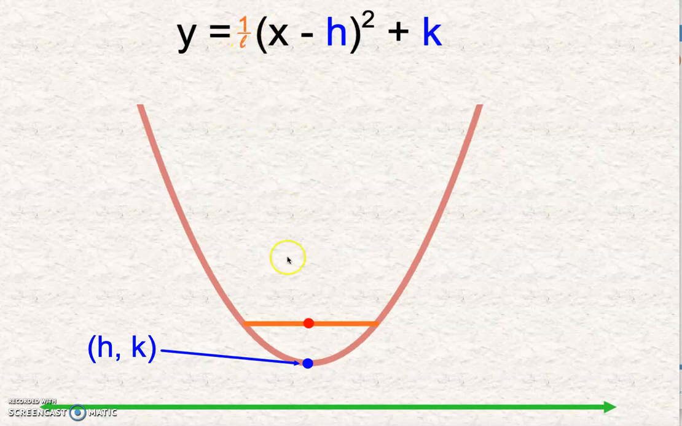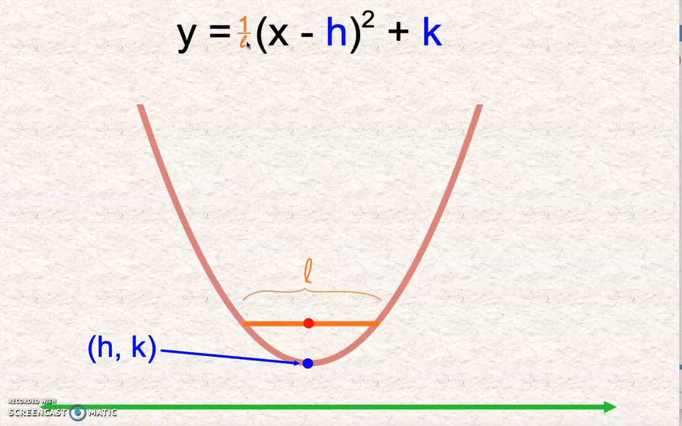Now remember, the latus rectum is the segment that goes from one side of the parabola to the other side of the parabola. It's parallel to the directrix, perpendicular to the axis of symmetry, and it has to pass through the focus. Its length is L. This number here is 1 over L. So we'll get into where these numbers come from later on, and we'll discuss it.